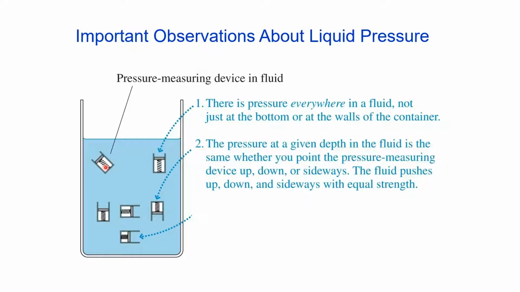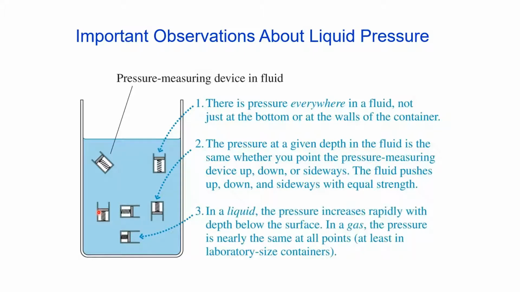Second observation is that the pressure at a given depth in the fluid is the same whether you point the pressure measuring device up, down, or sideways. So that's what they're showing here. So it doesn't matter which direction you point the measuring device, it always measures pressure, and if you're at the same depth, then you'll always measure the same pressure, no matter which direction you point. This is an important observation, and it's going to help explain other aspects of liquids.